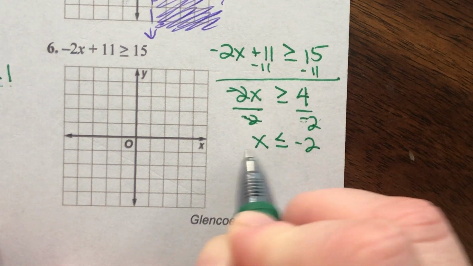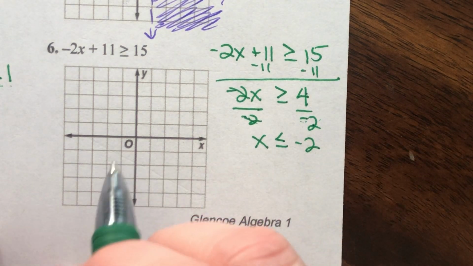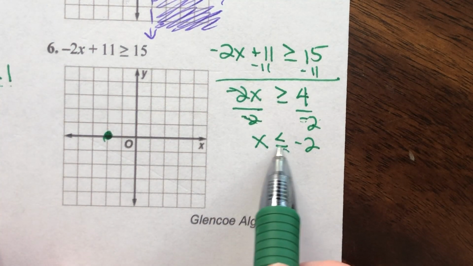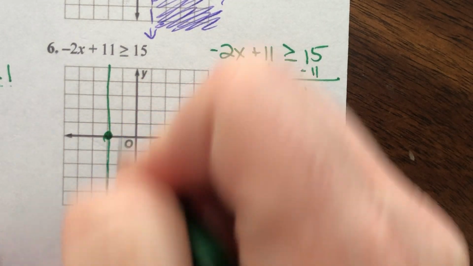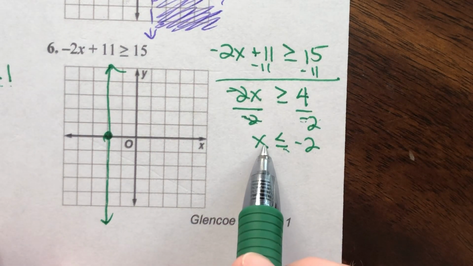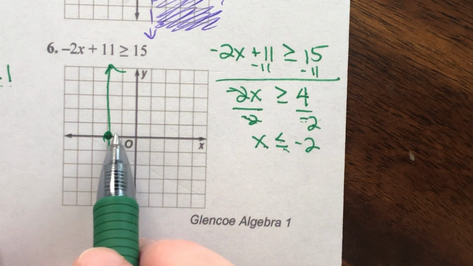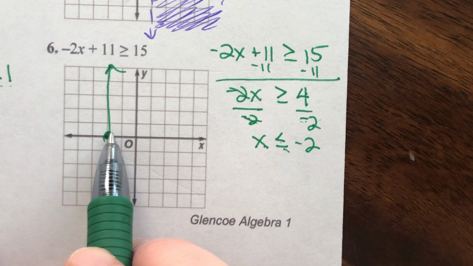So this is my line. This is my answer. So on my x-axis, I'm going to go over to negative 2. My inequality sign has the line under it, so it's going to be a solid vertical line through negative 2. And then my shaded part is less than that. It's less than negative 2. Where's all the numbers smaller than negative 2 on the x-axis? This way.